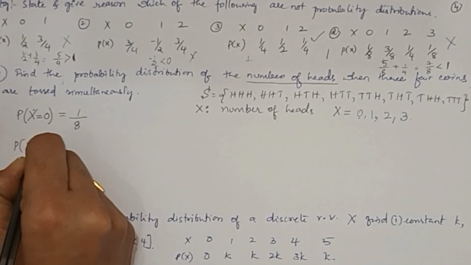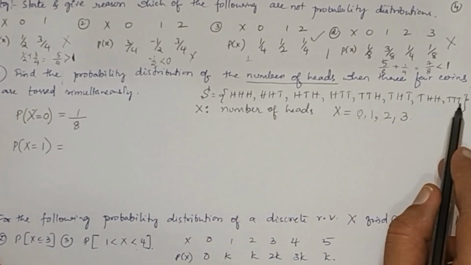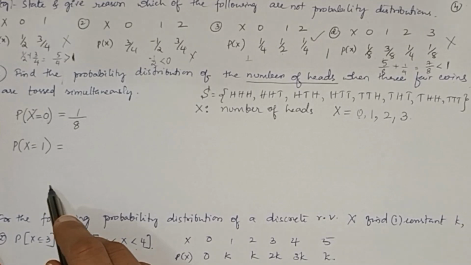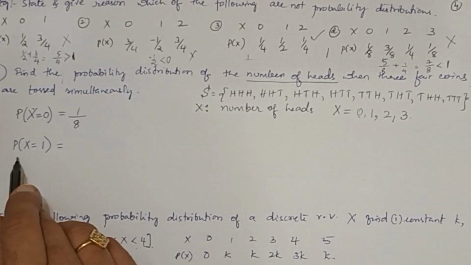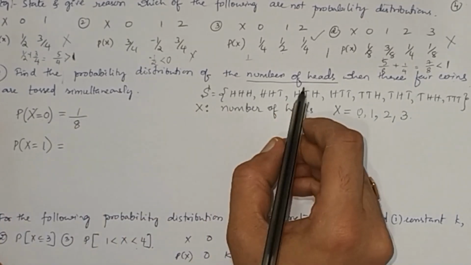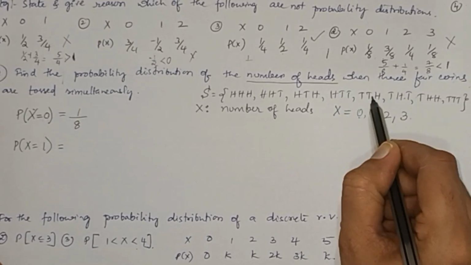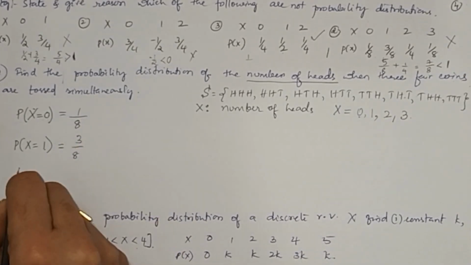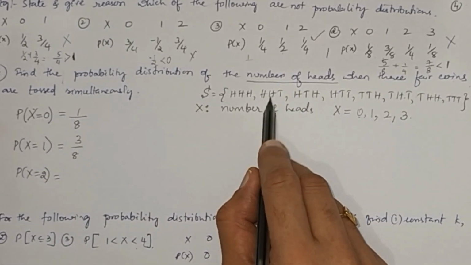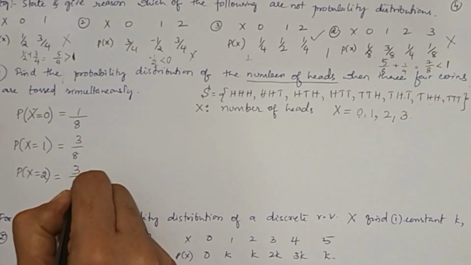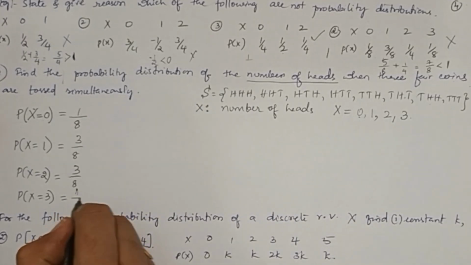P of x equal to 1, which is equal to. Now, for the understanding purpose, we are writing the outcomes and then we are finding the probabilities. As you go on, there are different methods to find the probability distribution. Now, P of x equal to 1, one head means this outcome, this, then this. 3 outcomes will satisfy. P of x equal to 2, 2 heads, 1, 2, then 3. 3 outcomes. Then P of x equal to 3, all 3 heads, only 1 outcome.